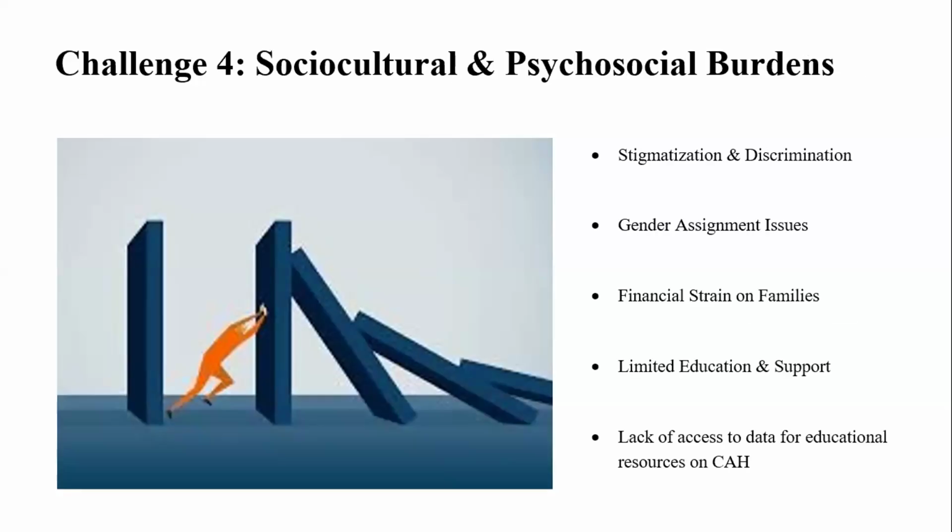And the other challenge, number 4, is sociocultural and psychosocial burdens. So stigmatization and discrimination. Visible symptoms, for example virilization in girls, or short stature, can lead to social stigma. And this is something that is common. I was speaking to one of the moms the other day. She was relaying to me that one of her children, who is now 12, needs surgery, and she hasn't been able to afford the surgery. So it's one of those things that they are now worried about: stigmatization and discrimination.